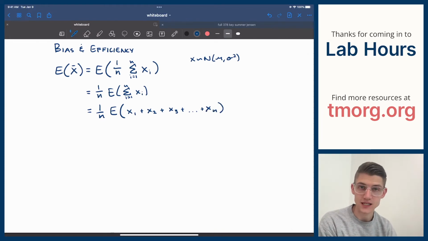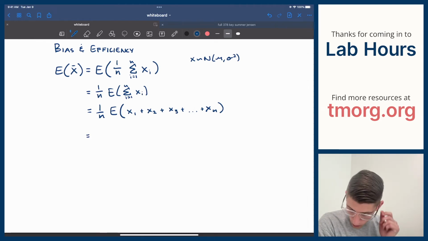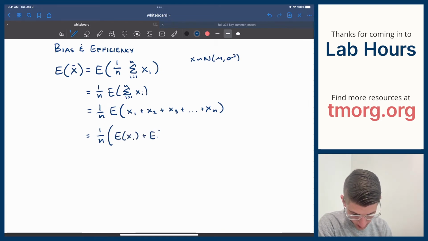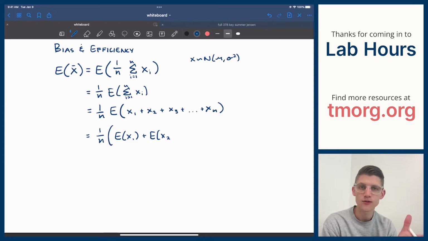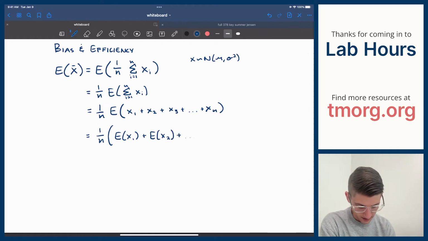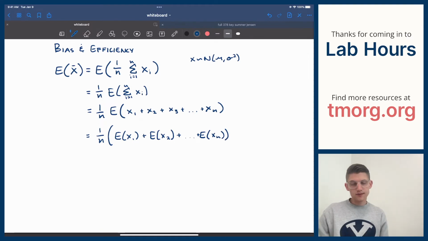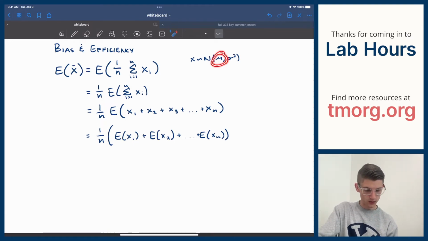And if I want to pass through the expected value operator here, I'm going to get 1 over n times the expected value of x1 plus the expected value of x2, right? We're just distributing the E through using the shortcuts we've done before. Split it at the pluses and minuses, and then plus the expected value of xn. What is the expected value of x1? It's mu, because it's an x. What is the expected value of x2? It's mu, because it's an x. What is the expected value of xn? It's mu, because it's an x.